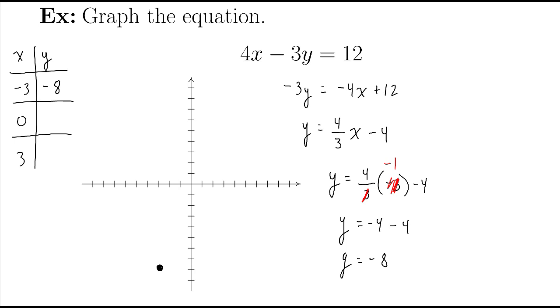Okay, let's plug in 0. Y equals 4/3 times 0 minus 4. That's pretty simple, right? Because 4 over 3 times 0 is just like anything else times 0. It's 0. So 0 minus 4 is negative 4. So 0, negative 4.